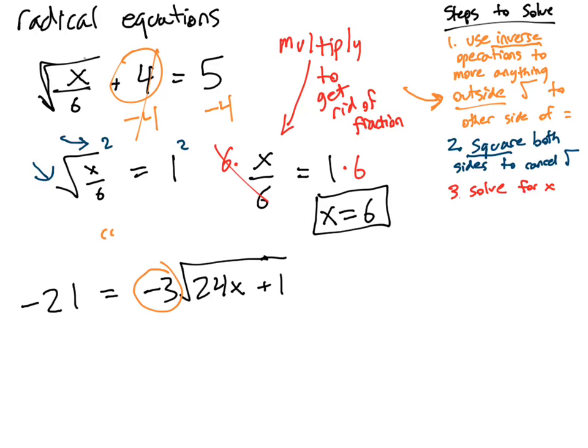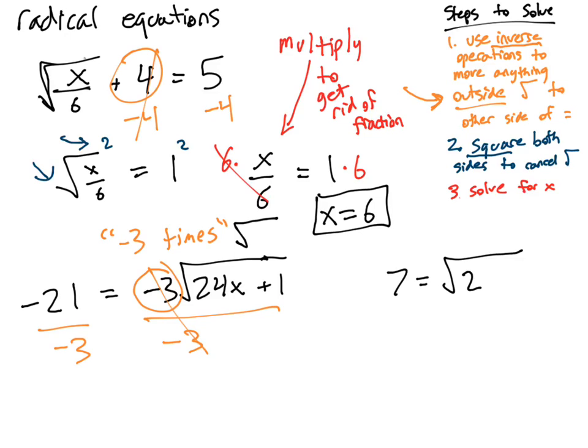What this negative 3 means is negative 3 times our square root. When it's written right next to the square root like that, it's a coefficient. So the opposite of multiplying is if we divide both sides of our equal sign by negative 3. Those inverse operations will cancel out, and negative 21 divided by negative 3 is positive 7. So we have positive 7 equals square root of 24x plus 1.